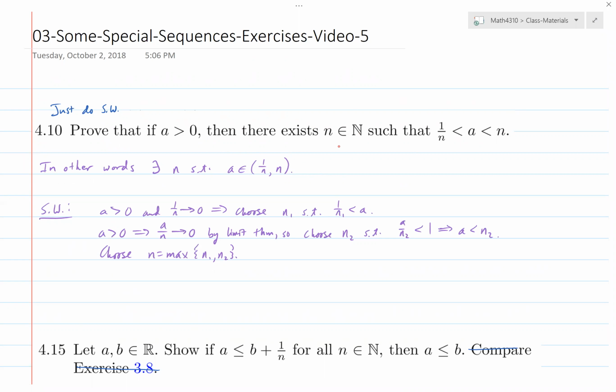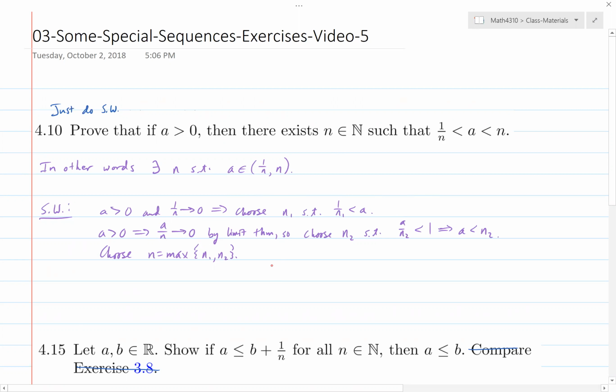The basic scratch work is this: I'm actually doing this in a different way. We started with sequences and limits, and I want to use those to do the proof. If a is greater than 0 and 1 over n converges to 0, I can use a like epsilon, which means I can choose an n1 such that 1 over n1 is less than a, because I know 1 over n converges to 0. If a is greater than 0, by a limit theorem, a over n also converges to 0. You can go look up which limit theorem.